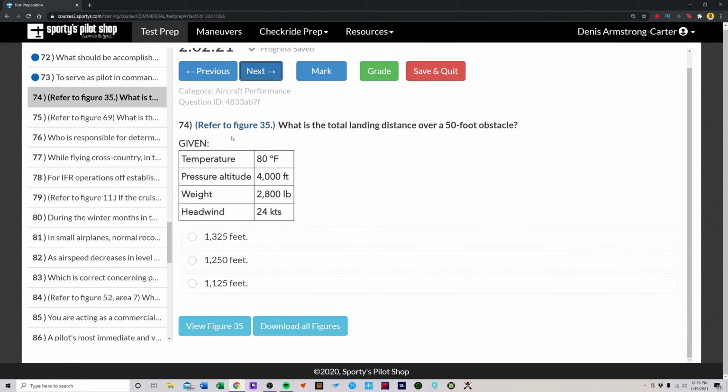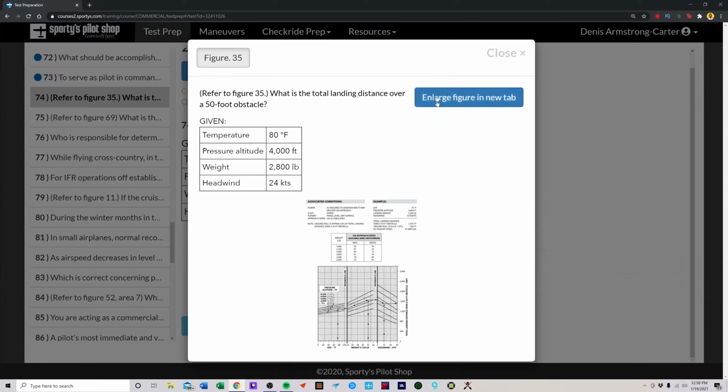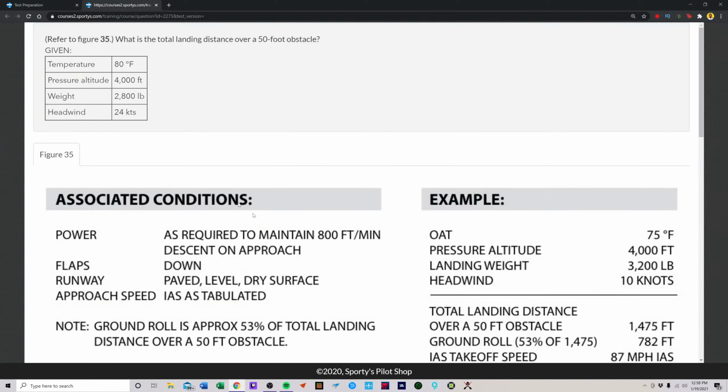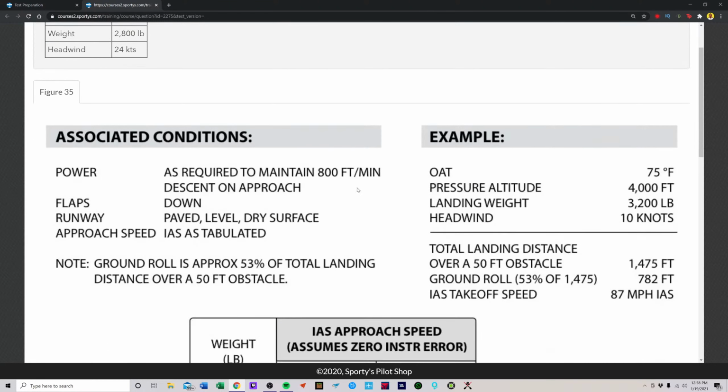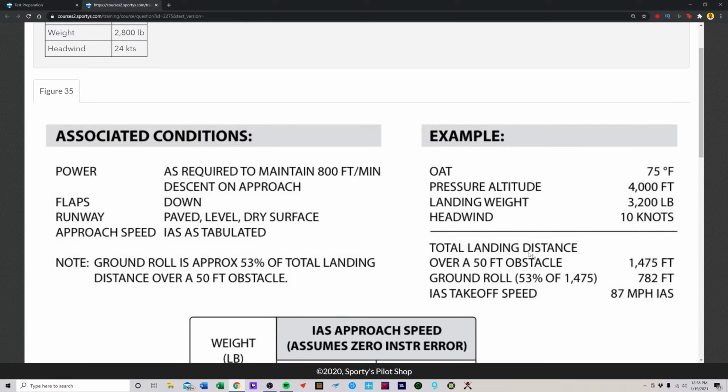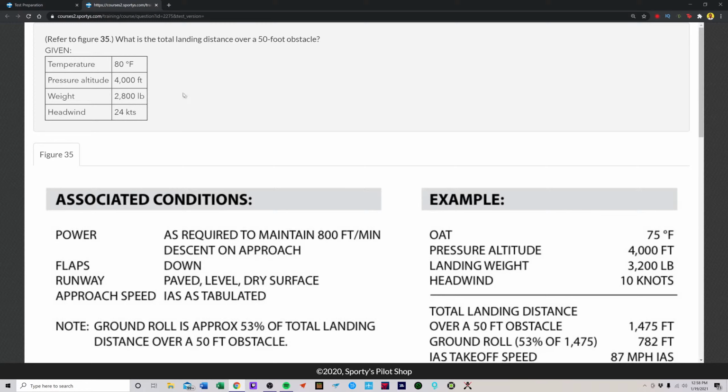I don't know this one, guys. Oh, total distance over a 50-foot obstacle. I don't know how to do this one. We just did one of these earlier, guys. You see how common they are. These are really, really common ones. So this is how it works. This is the one where we literally use this right here to get a 50-foot obstacle. That's how you do it. It's not hard.